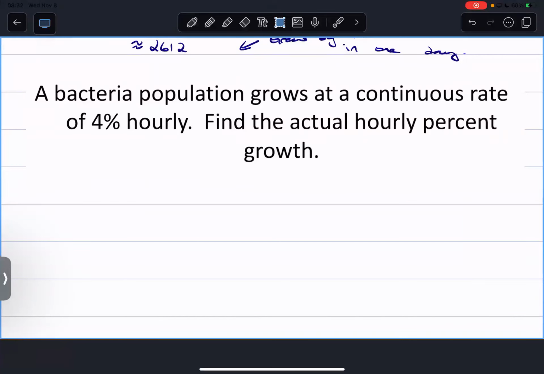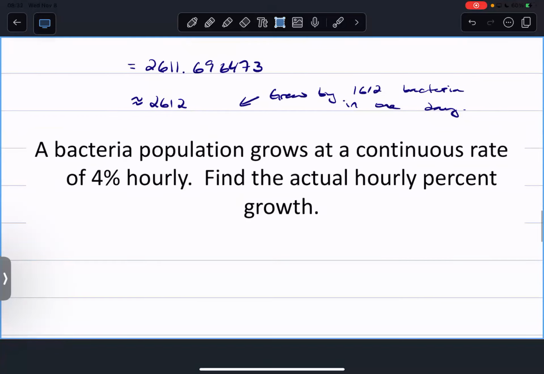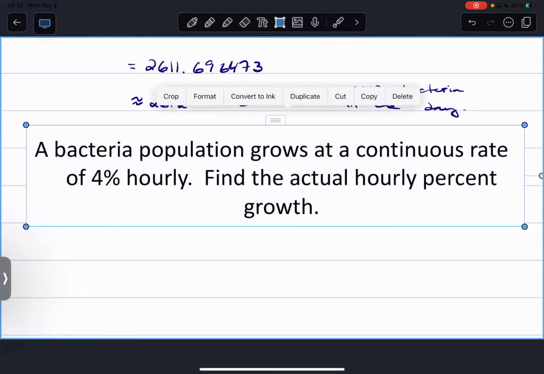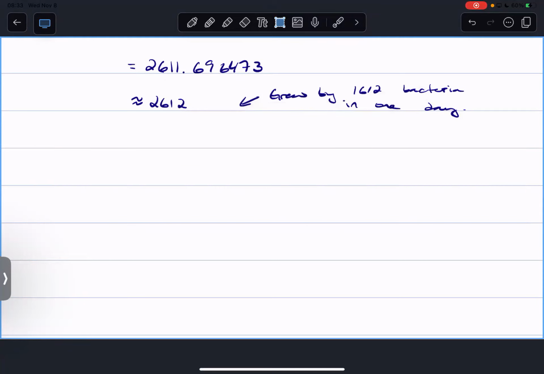So a bacteria population grows at a continuous rate of 4% hourly. Find the actual, no, you know what? Is it okay? I want to just cut it. We don't need to go this far. You're the boss. Cut it, delete. It's going to take too long, it's not worth it. Okay. There, I'm happy with that. We're going to move on.